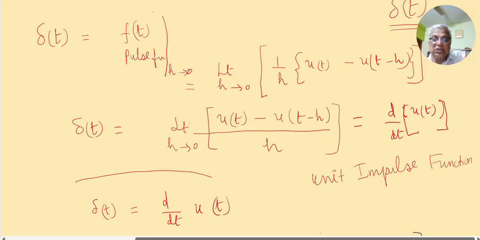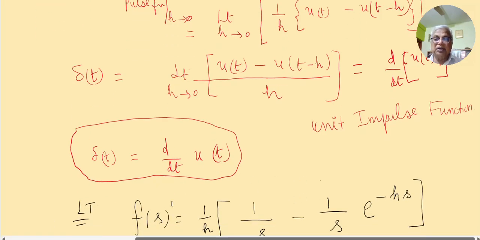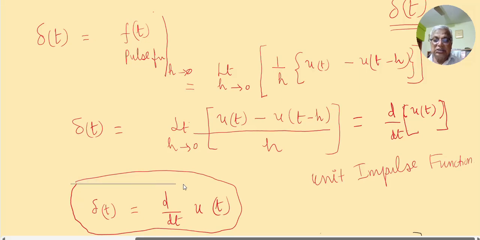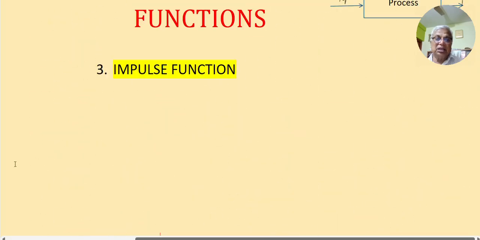So this is another point to be noted. The impulse function or delta function is the derivative of the step function. Understanding and remembering this point will be helpful in many situations later on. Okay, so that is about this impulse function.